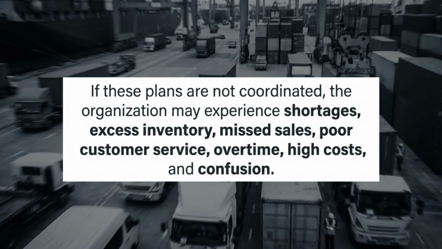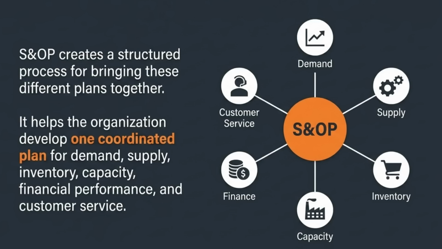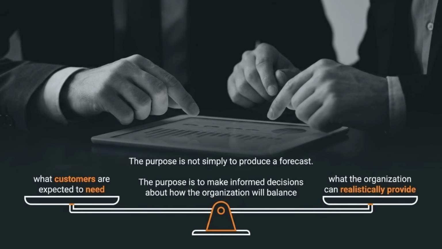If these plans are not coordinated, the organization may experience shortages, excess inventory, missed sales, poor customer service, overtime, high costs, and confusion. S&OP creates a structured process for bringing these different plans together. It helps the organization develop one coordinated plan for demand, supply, inventory, capacity, financial performance, and customer service. The purpose is not simply to produce a forecast. The purpose is to make informed decisions about how the organization will balance what customers are expected to need with what the organization can realistically provide.